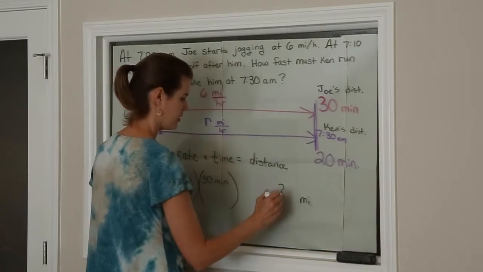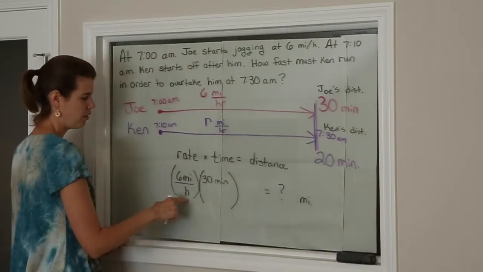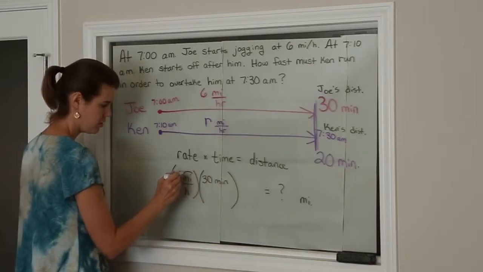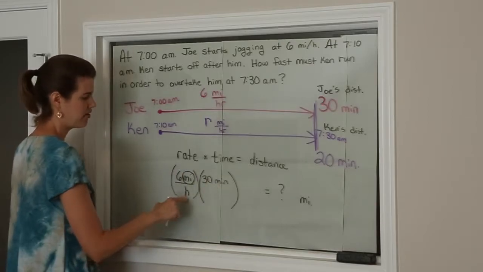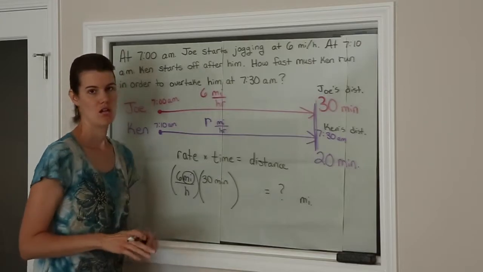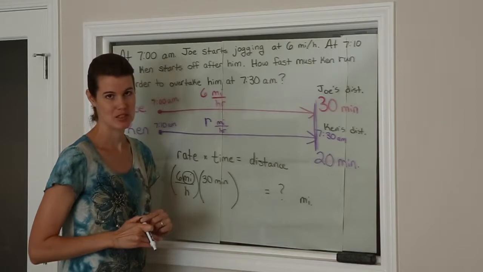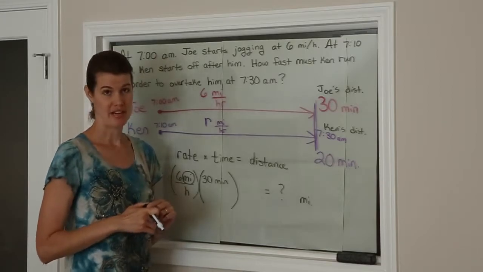The only problem is my hours and my minutes don't cancel. This is the only unit I want left, miles. I need to get rid of hours and I need to get rid of minutes. Remember in class we said the only thing you can multiply by without changing something is 1, but 1 is a master of disguise.